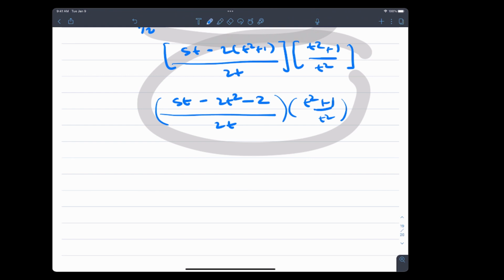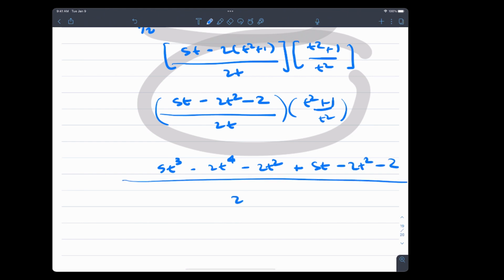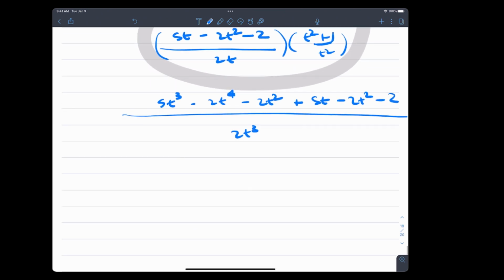So, okay, let's do that really quick. This is 5t cubed, first terms, minus 2t to the 4th, minus 2t squared, plus 5t, minus 2t squared, minus 2t cubed. And then hopefully there's going to be some terms that we can combine.